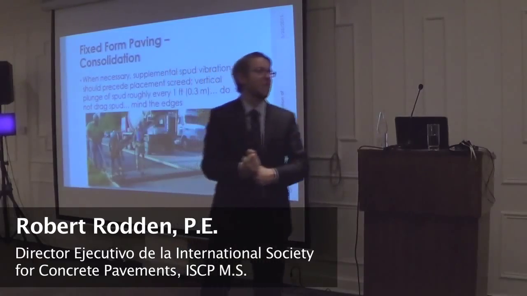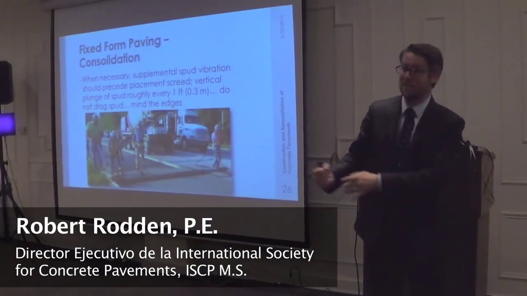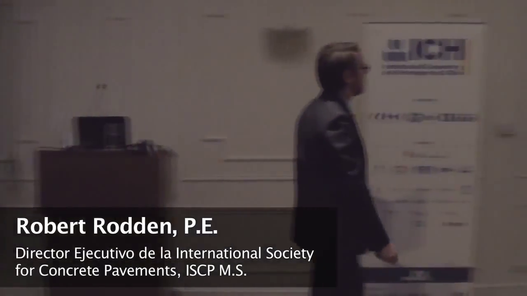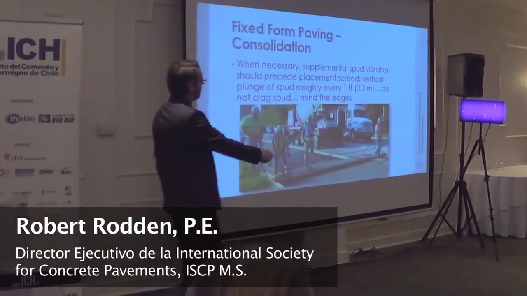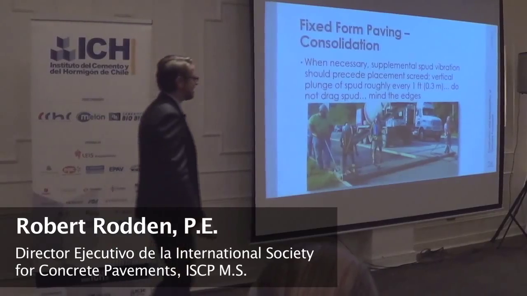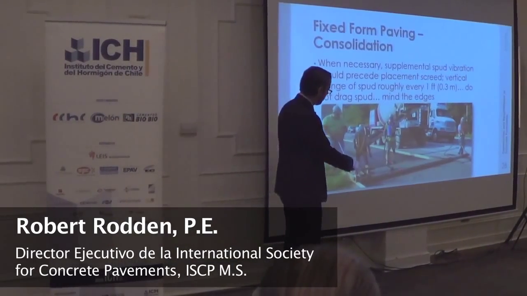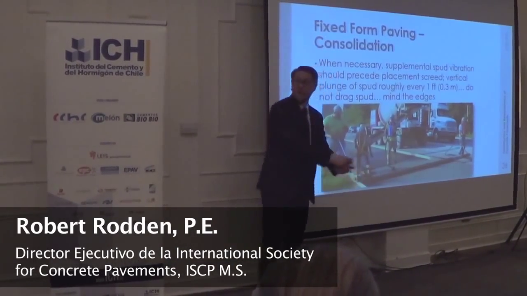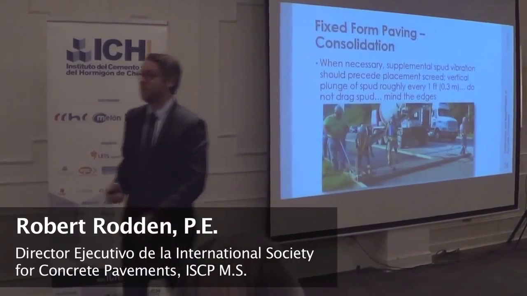If they go in at an angle at all, or drag the vibrator, it causes problems. So they do this vertically about 0.3 meters on center. And they have to make sure they get the edges more than anything to get consolidation right at that point. So this is a pretty liquid concrete compared to what we see in slip form paving. It's not taking that much work for one man with a concrete rake to just spread it out.